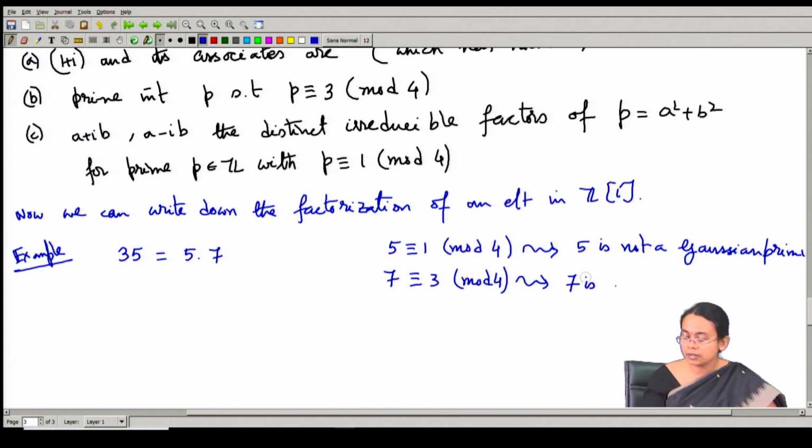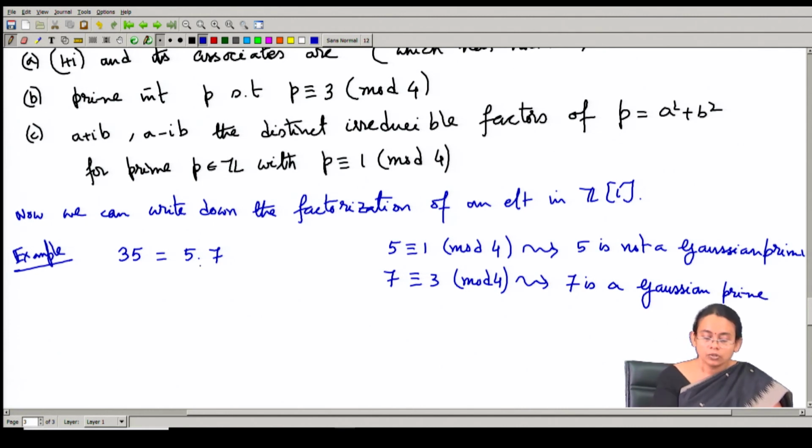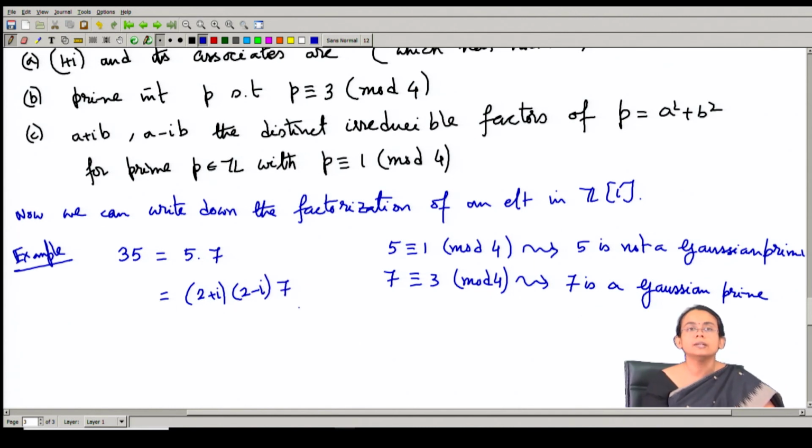7 is irreducible, and irreducibles are prime. So, therefore, it is prime. That means I cannot factorize 7 further, but I can factorize 5. And how can I factorize 5? 5 can be factorized as pi times pi bar, and you can see 5 can be written as 2 plus iota times 2 minus iota. So, 2 plus iota times 2 minus iota times 7. This is how I am factorizing this integer 35 into a product of irreducibles in Z[i].